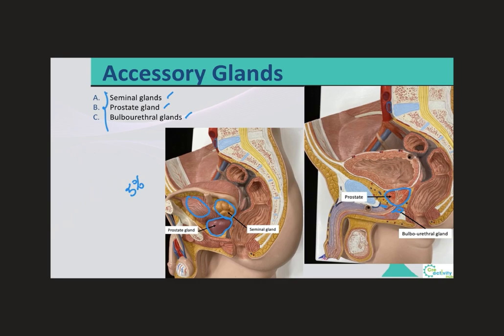Now, the major functions of these glands include activating the spermatozoa, providing the nutrients spermatozoa need for motility, and producing buffers that will counteract the acidity of the urethral and the vaginal contents. So let's take a look at each of these glands in a little bit more detail.